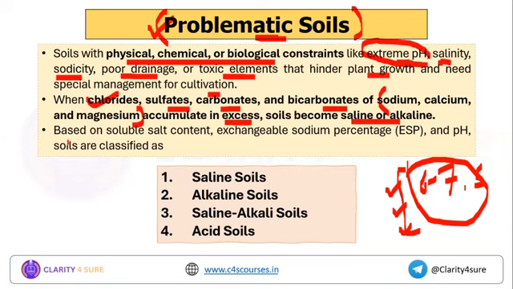For management and study purposes, we divided these problematic soils based on the soluble salt content present in the soil, the exchangeable sodium percentage of the soil, and the pH. On these three parameters, we classified soils into different groups. First is the saline soil, second is the alkaline soil, third is the saline alkali soil, and fourth is the acid soil. Let's study all these soils one by one.